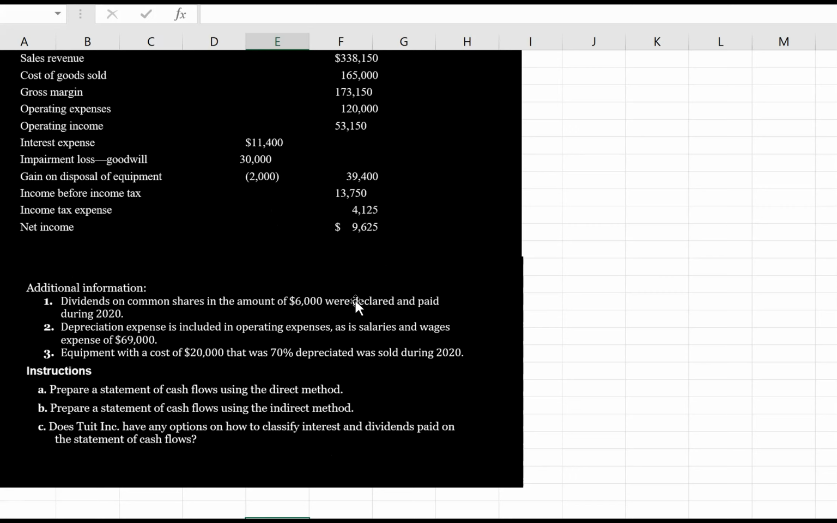Dividends on common shares in the amount of $6,000 were declared and paid during 2020. And depreciation expense is included in operating expenses, as is salaries and wages expense of $69,000. And equipment with a cost of $20,000 that was depreciated 70% was sold in 2020. And we're asked to prepare a statement of cash flows using the direct method and also the indirect method. And then we're asked if Jewett Inc. has any options on how to classify interest and dividends paid on the statement of cash flows. So let's get started here.